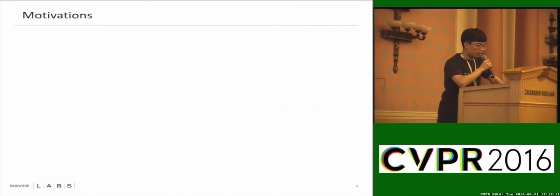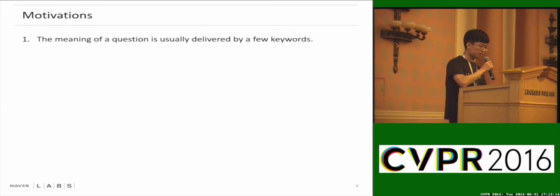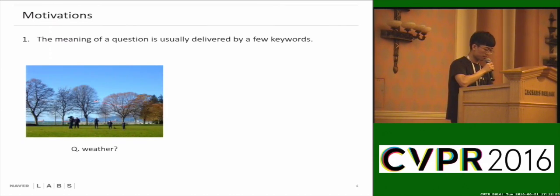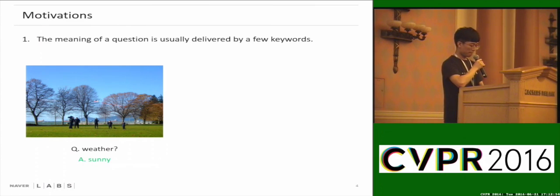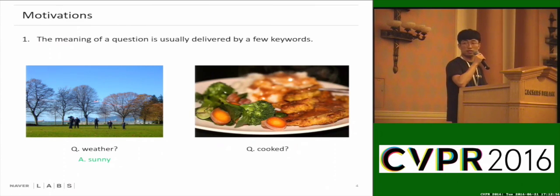The motivations for our approach are as follows. First, we observe that the meaning of a question is usually delivered by a small number of keywords. For example, if you are given this image and the question with a single word, weather, you might be able to guess the answer is sunny. Similarly, in this example, the single word question, cooked, might provide enough information to predict the answer yes.